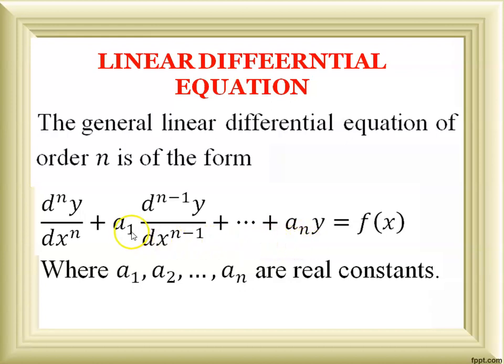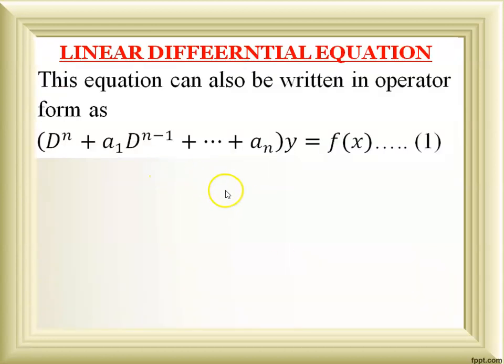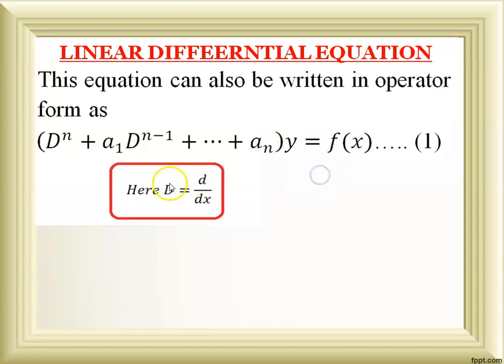Okay, next we are going to write the operator form of this particular equation. For that we just replace d by dx with capital D. For all the terms we are having y, we just keep that outside. So the operator form of the previous case is D power n plus a1 into D power n minus 1 plus etc., an into y is equal to f of x. We just replace D is equal to d by dx here.